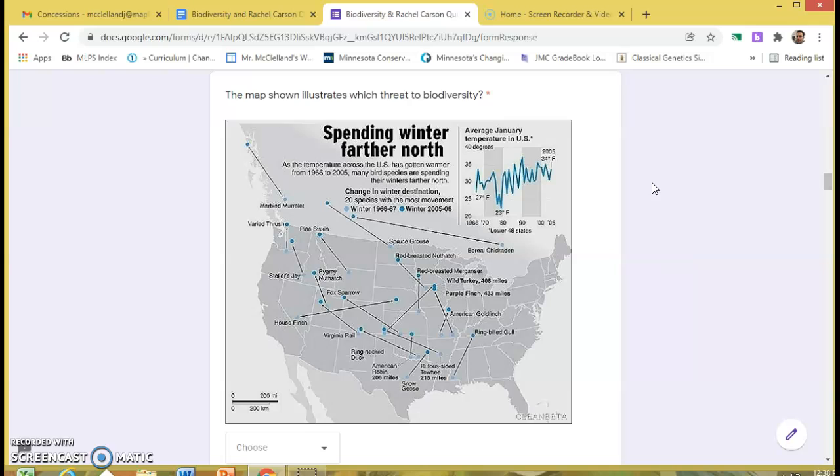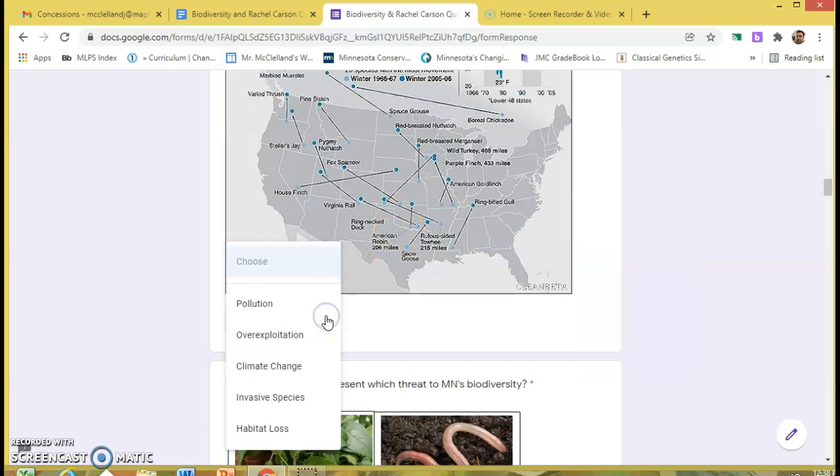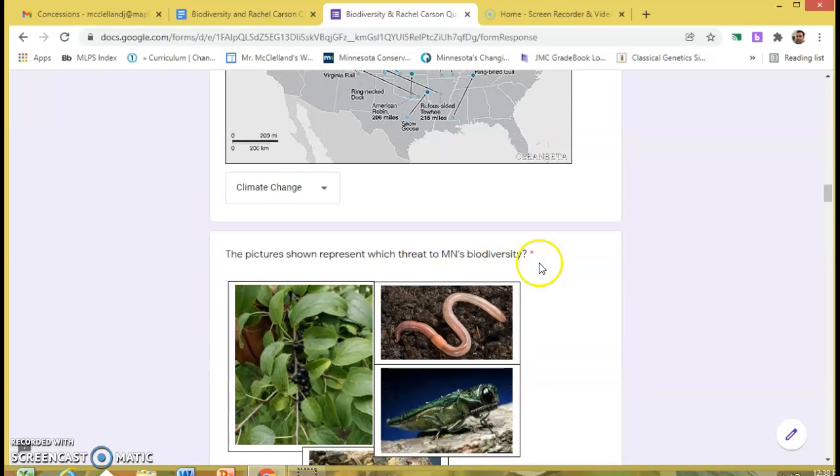The map shown illustrates which threat to biodiversity? Well, if it's talking about spending winter farther north, and they're saying temperature across the U.S. has gotten warmer from 1966 to 2005, that is a span of time where you can get a strong difference in averages. So that's looking at changes in climate, causing them to shift their migration routes and winter habitat area. So climate change is the threat in this case.